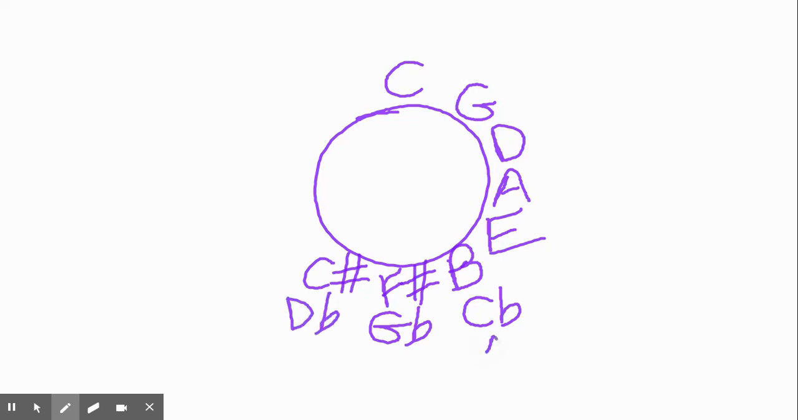Now, let's continue on. Fifths, we have C flat here. A fifth up from that is G flat. A fifth up from that is D flat. What's a fifth up from D flat? D, E, F, G, A. It's going to be A flat. What is a fifth up from A flat? A, B, C, D, E. It's going to be E flat. What is a fifth up from E flat? E, F, G, A, B.